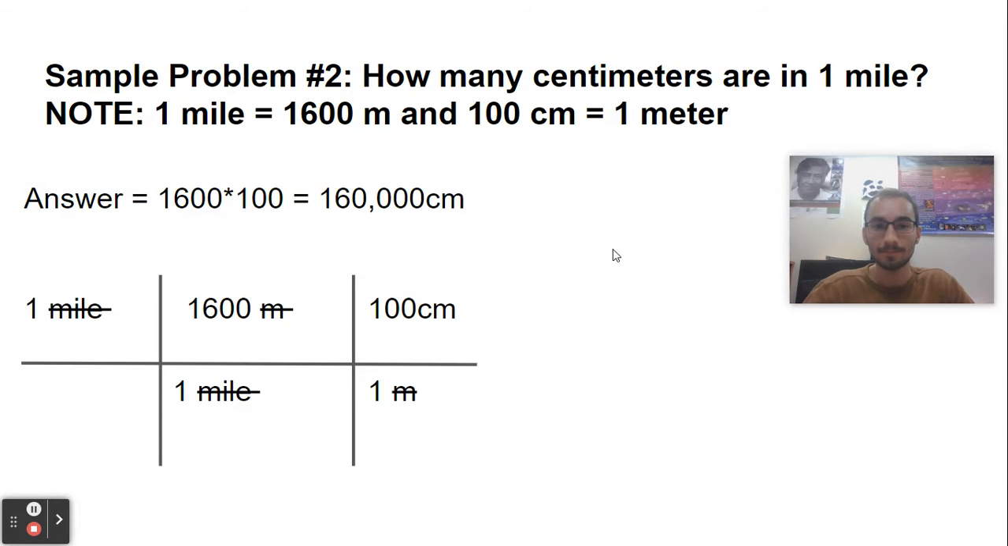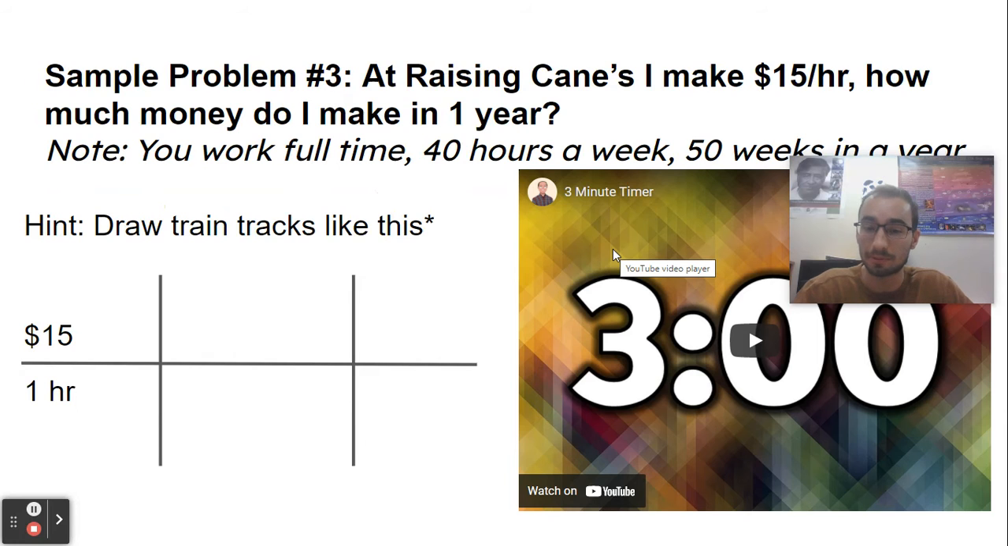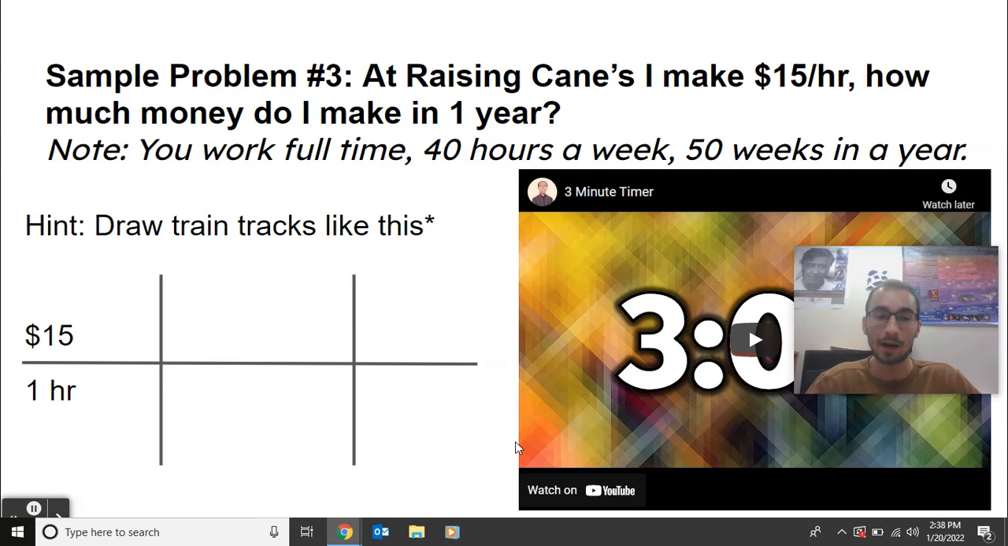Okay. Next, sample problem number 3. At Raising Cane's, new Raising Cane's in Stockton, I saw the ad, you'll make $15 an hour. Okay, so this one's a little different. So I gave you the starting point again. If it's $15 per something or the division symbol, you put the top unit up here and the bottom unit down here. Okay? Your job is to figure out, based on your starting wage per hour, how much is your salary? Or how much will you make in 1 year?